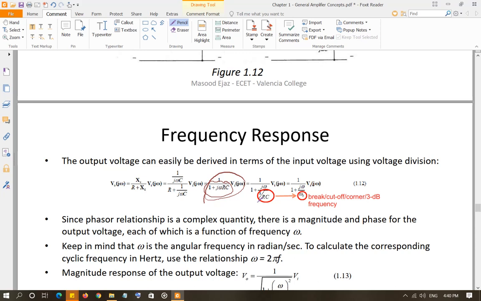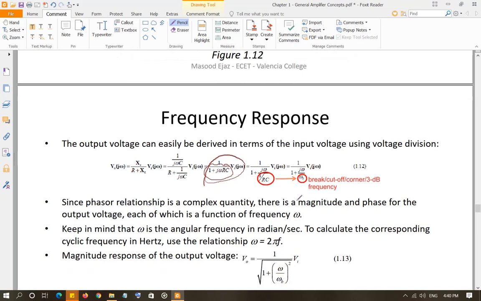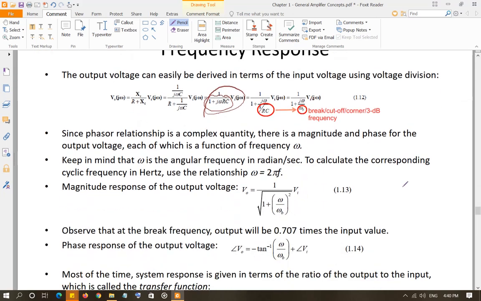From the derivation of this circuit, we found that output voltage is equal to 1 over 1 plus j omega over omega B, where omega B is the break frequency or cutoff frequency, and that is equal to 1 over RC from this relationship, right? Because this is 1 over 1 plus j omega RC, so we just take the RC and put it under j omega, and of course when you put it under j omega, it's just going to be 1 over RC. It's the same thing. So the break frequency of this circuit is 1 over RC.